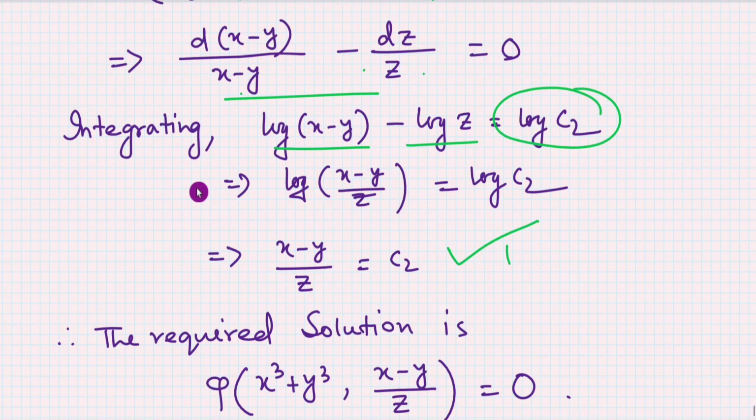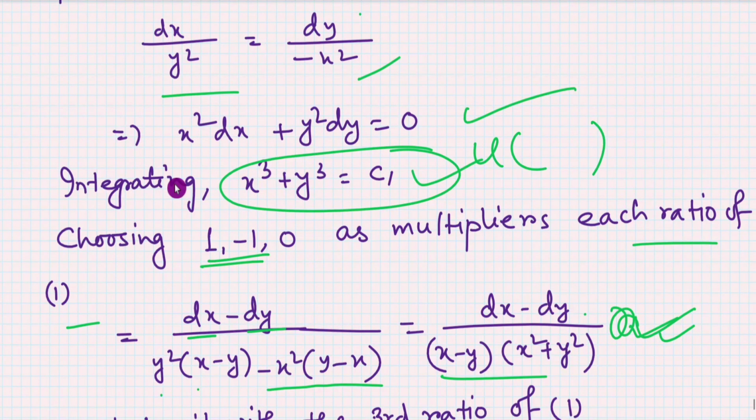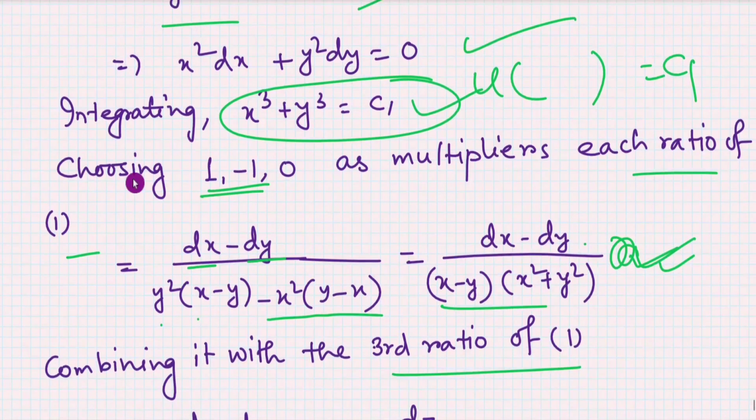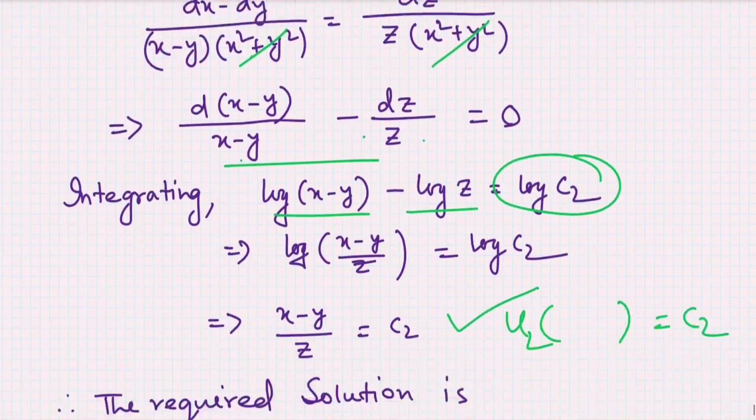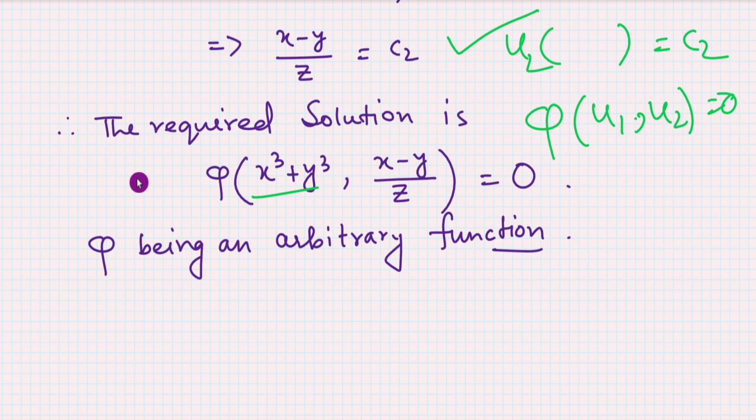Therefore we get both functions: u2 equal to c2, and also u1(x, y, z) equal to c1. So we get the functions u1 and u2, or you can take u and v and so on, any other function name. So the required solution is of the form phi(u1, u2) equal to 0, where u1 means x cube plus y cube, and u2 means (x minus y) by z, with phi being an arbitrary function. So these are the 4 types of linear PDE, solution of 4 types of linear PDE.